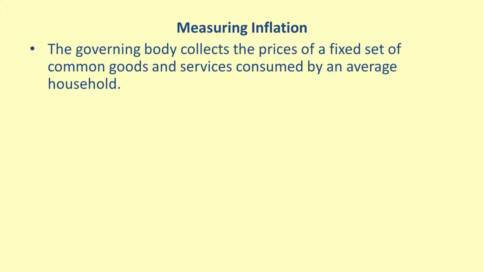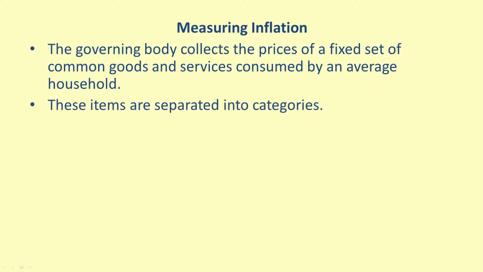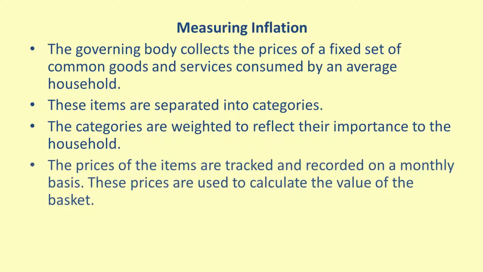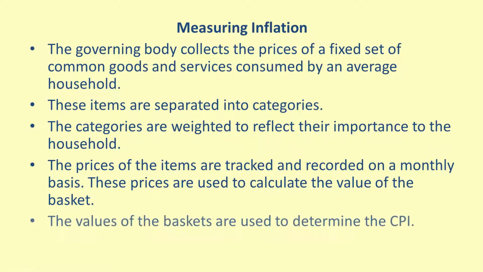Now, let's look at a step-by-step process of calculating inflation. The governing body collects the prices of common goods and services consumed by an average household. These items are separated into categories. The categories are weighted to reflect their importance to the household. The prices of the items are tracked and recorded on a monthly basis. These prices are used to calculate the value of the basket. The values of the basket are used to determine the CPI.